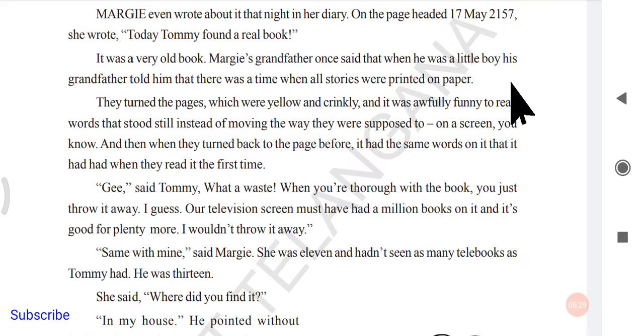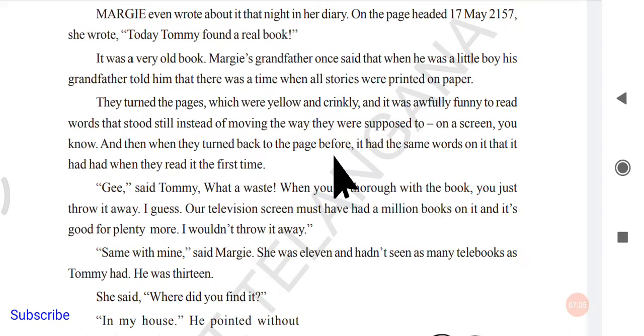Okay, imagine that. So they turned the pages, which were yellow and crinkly, and it was awfully funny to read words that stood still instead of moving the way they were supposed to on a screen, you know. And then when they turned back to the page before, it had the same words on it that it had when they read the first time. Okay, so finally they had found a book on that day. So Margie has imagined what her grandfather said to her, and finally they had opened the page.